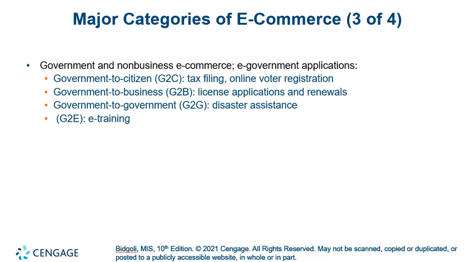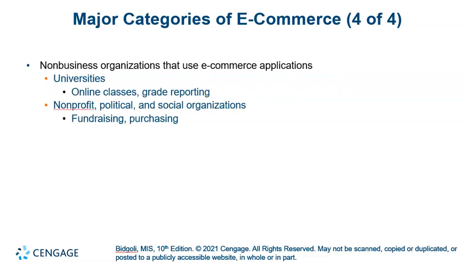Government has a lot of e-commerce examples, and some of them we interact with a lot. G2C, government to citizen. All of you are paying your taxes if you're a U.S. citizen. That's an interaction. Register to vote, that's also a G2C interaction. Government to business, if you were a restaurant and you wanted to get your liquor license, that's a government to business transaction. We're doing one right now as a university through online classes.